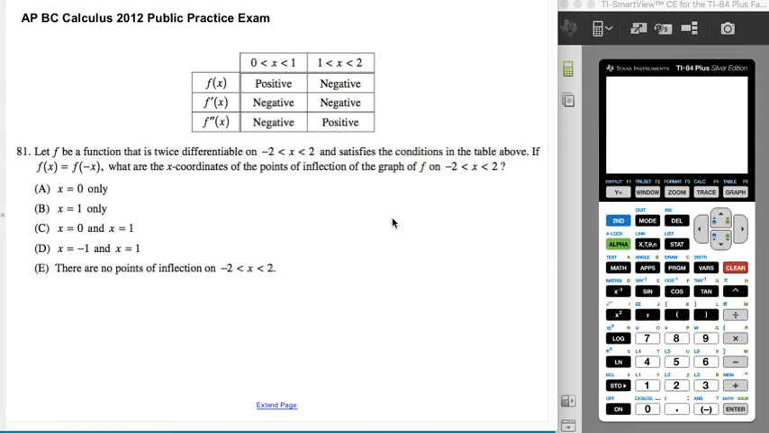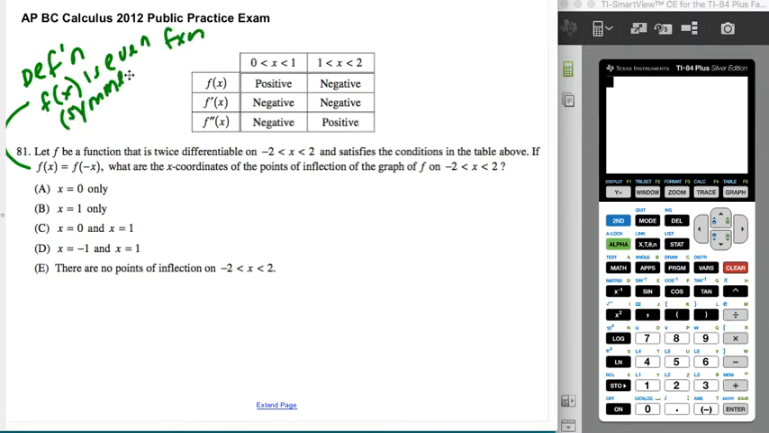All right, so again, we find ourselves in a situation where, despite being a calculator section, a calculator is not useful. So we're told that f is a function that is twice differentiable on the open interval from -2 to 2. It satisfies the conditions in the table, and we know that f of x equals f of -x, right? So what that's saying is that f is an even function. This is the definition of an even function, meaning it's symmetric about the y-axis. So this is symmetric about the y-axis, all right?